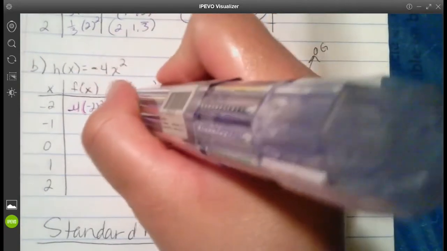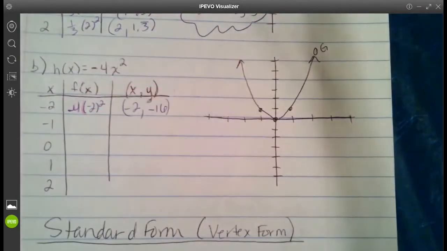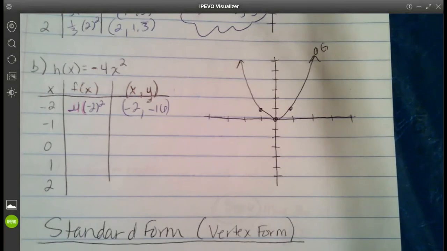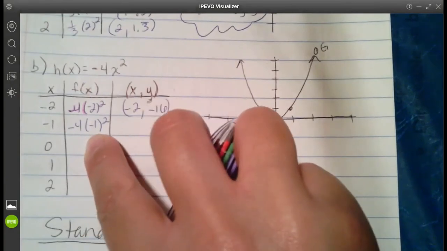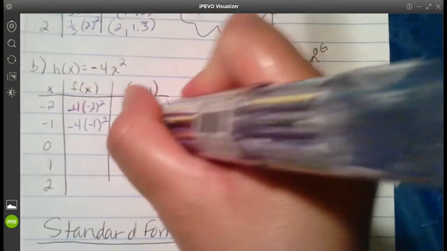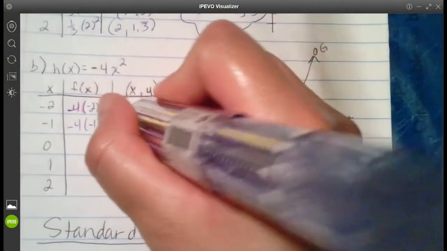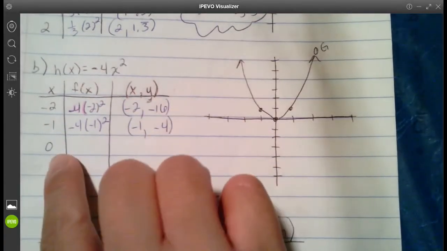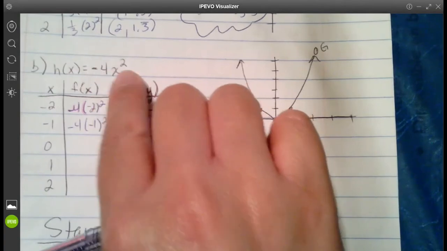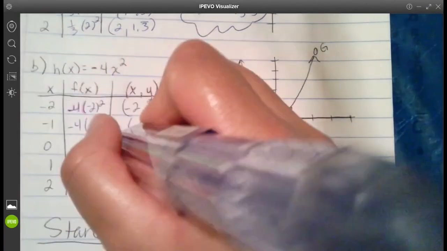Oh, I might have to adjust this graph a bit. Okay, so negative 2, negative 16. Then I have negative 4 times negative 1 squared. Negative 1 squared is 1. 1 times negative 4 is negative 4. So negative 1, negative 4. 0 again is going to give me 0 everywhere because 0 times anything is 0. That one's easy.